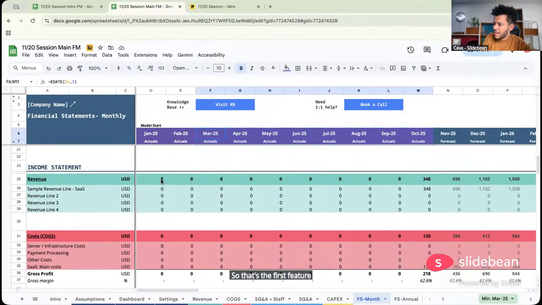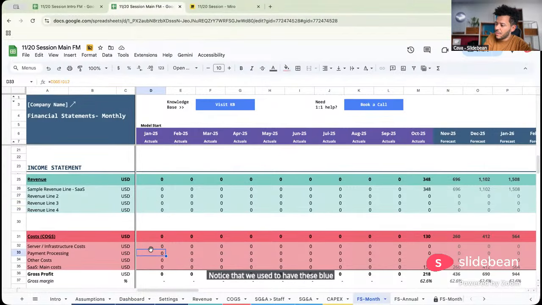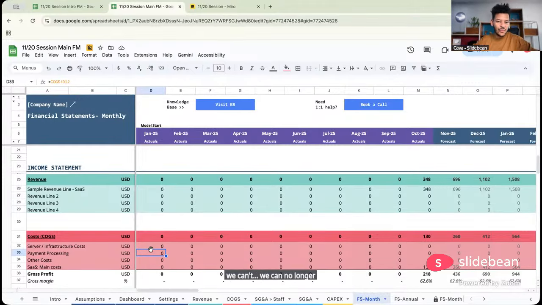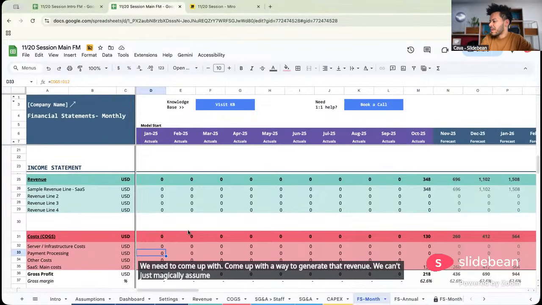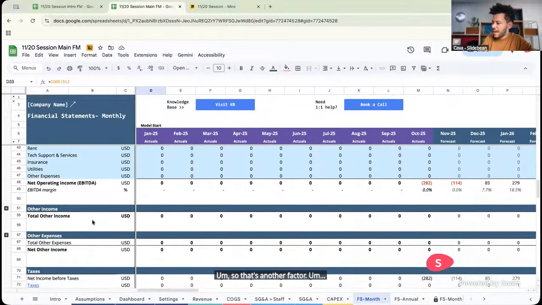Another good feature is that we used to have these blue inputs for revenue and for costs, but now these numbers are black, which means that we can no longer just input revenue just because. We need to come up with a way to generate that revenue. We can't just magically assume revenue. So everything here is black, and we have a bunch of other stuff.